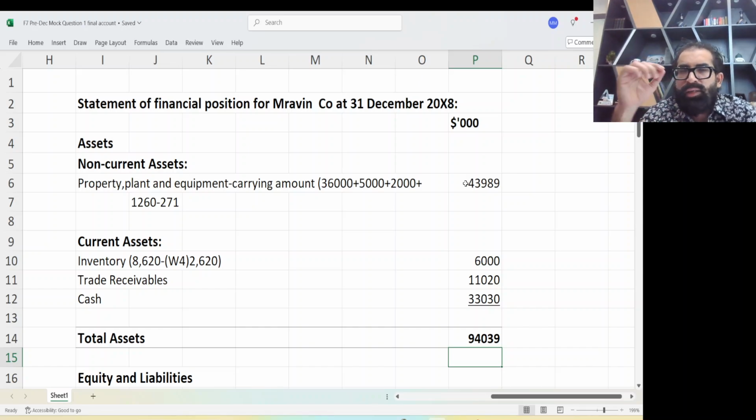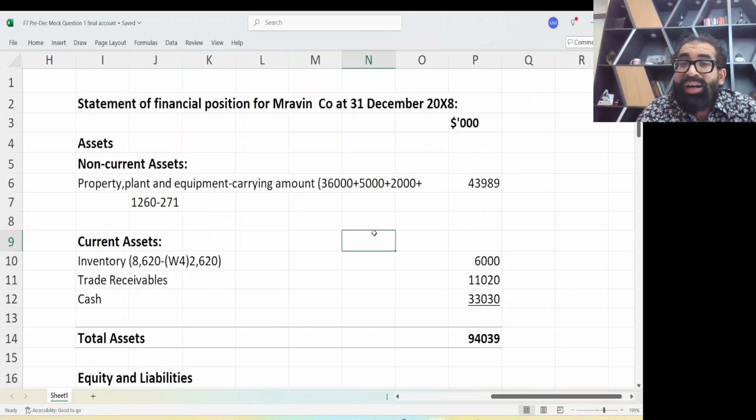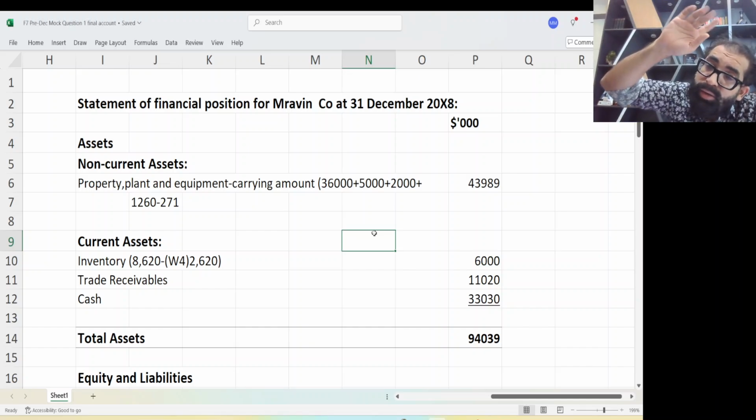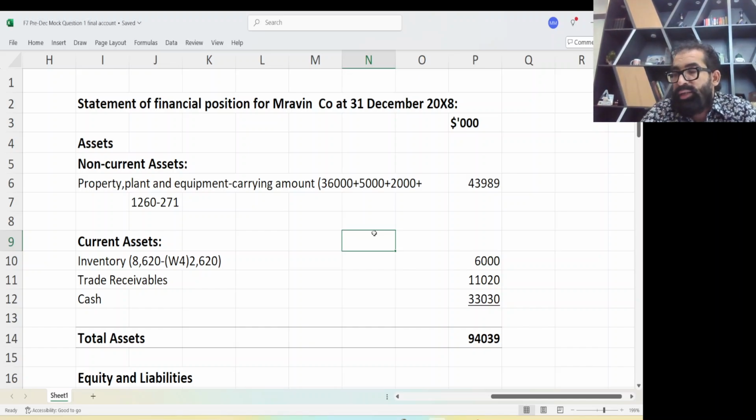Just a little hard work is needed in the property, plant and equipment, a little brain. I added 5,000, 2,000, and then 1260 and then deducted 271. Why did I not add 8,000? Because the 8,000 belongs to the previous year, so it is already recorded in the 36,000. It has already been added in the 36,000.